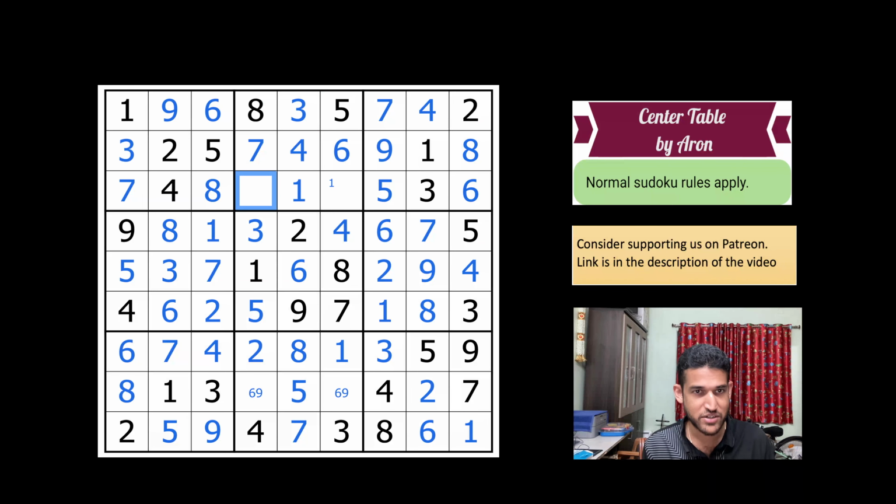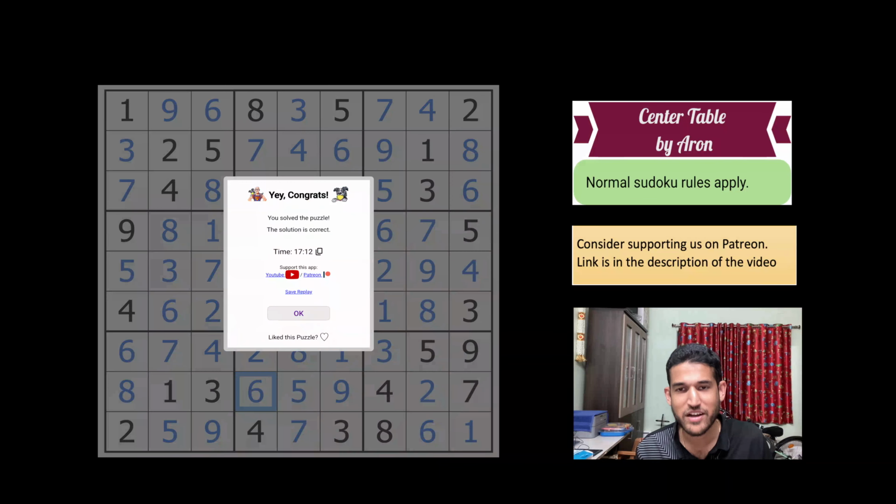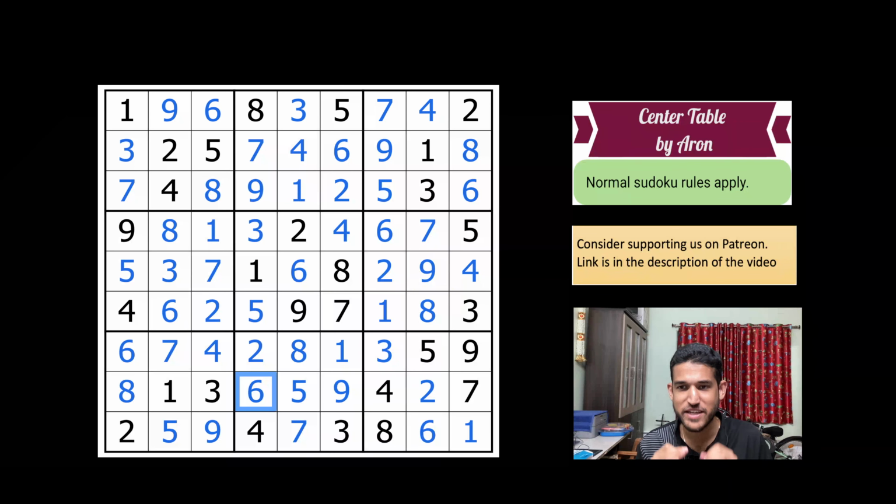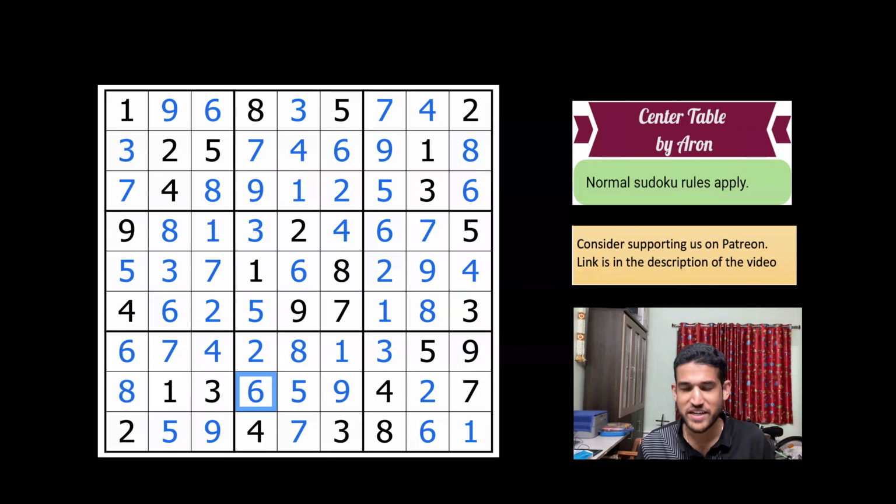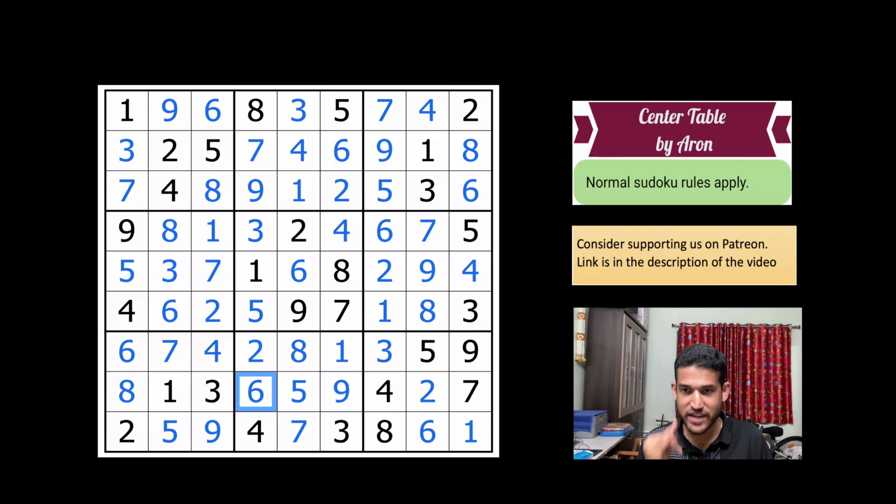So 9 here, 2 here, 9 here, and 6 here. What a gorgeous Sudoku illustrating 3 wonderful techniques. The 2-string kite, finned X-wing, and then last, skyscrapers. Beautiful Sudoku. At least I think so.